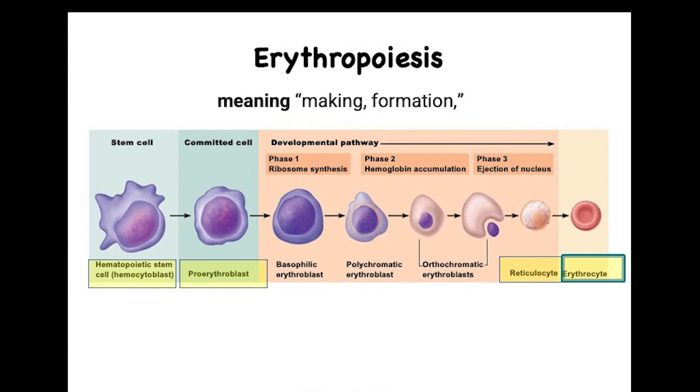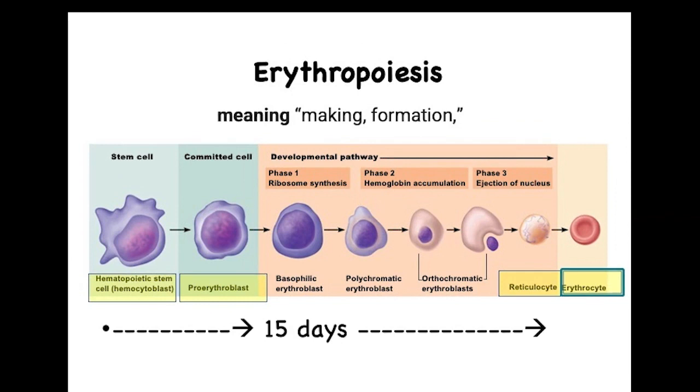You can notice here that the erythrocytes are biconcave, and that's where they've lost the nucleus and it's caved in. Erythrocytes are slightly smaller than reticulocytes, and in the reticulocytes, you're going to have extranuclear RNA, and those are the stringy things that you see in the illustration. This whole process takes about 15 days.